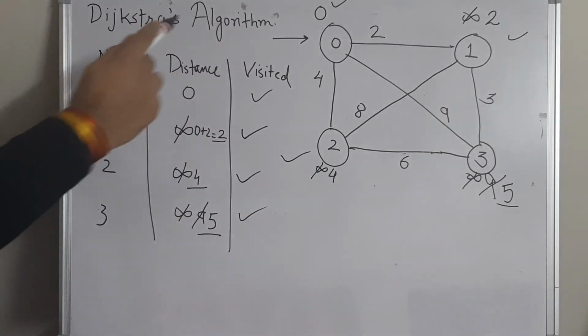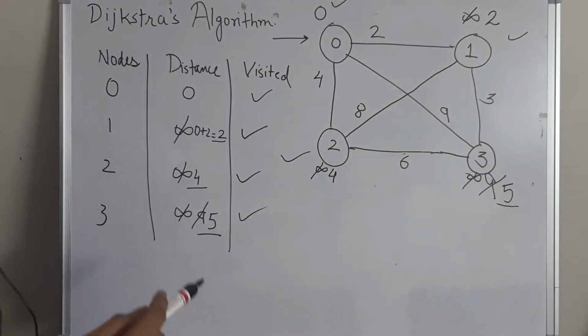So by this Dijkstra algorithm, we can calculate the shortest distance between the source vertex and the destination vertex in the given graph.